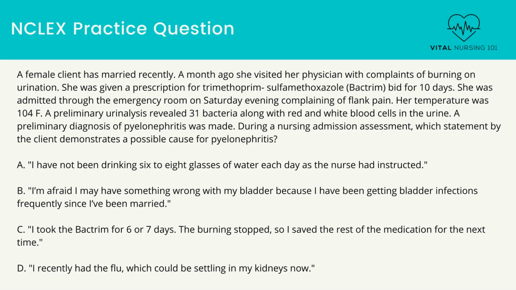A female client has married recently. A month ago she visited her physician with complaints of burning on urination. She was given a prescription for trimethoprim, sulfamethoxazole 2 times a day for 10 days. She was admitted through the emergency room on Saturday evening complaining of flank pain. Her temperature was 104 Fahrenheit. A preliminary urinalysis revealed 31 bacteria along with red and white blood cells in the urine. A preliminary diagnosis of pyelonephritis was made.